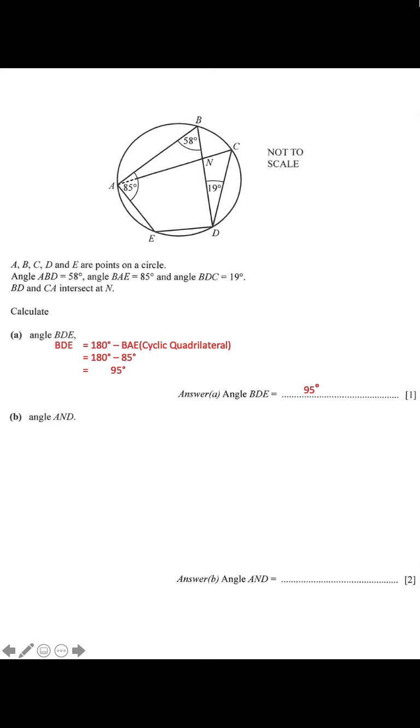So there's probably a few ways you could have done that, but this is how I did it. I said that ACD is 58 because it's in the same sector as the other 58. Both of them come from the same 2 points, A and D.